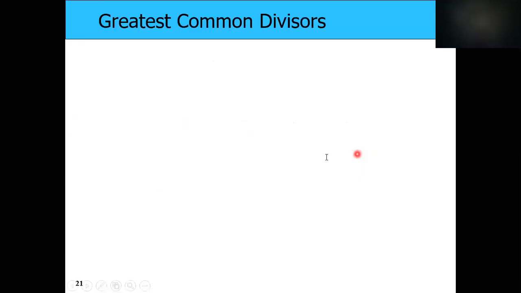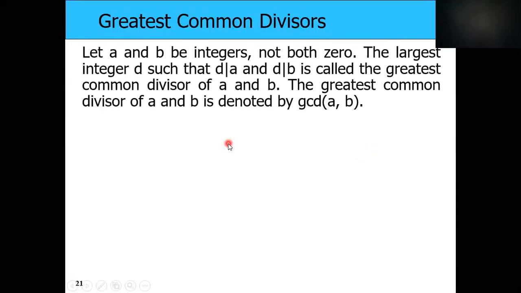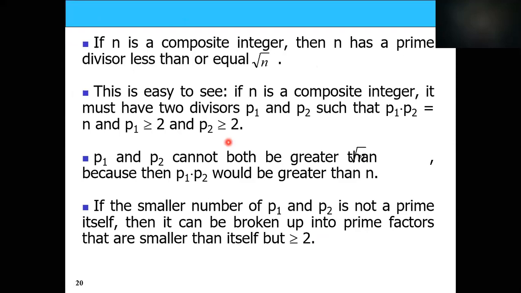I must say these are some characteristics you have to sort out by yourself, like this one. P1 and P2 cannot both be greater than the square root of n, because then P1 times P2 would be greater than n. If the smaller number of P1 and P2 is not prime itself, then it can be broken into prime factors that are smaller than itself but greater than or equal to 2. These are some facts you have to keep in your mind, so it will be quite helpful.